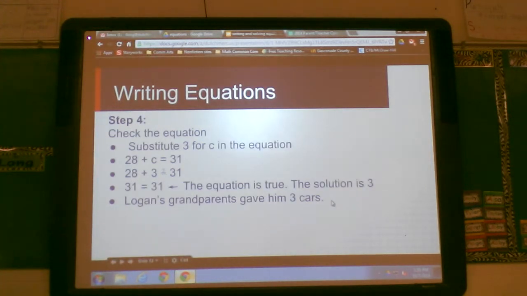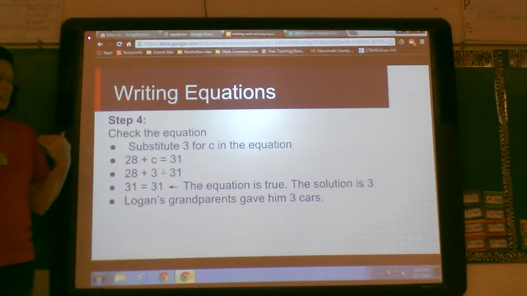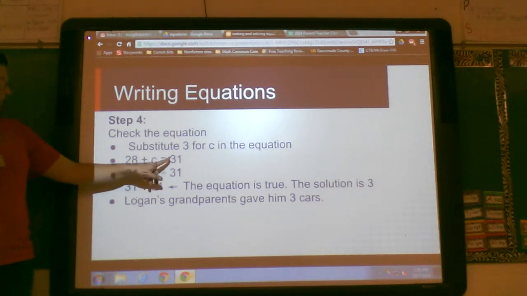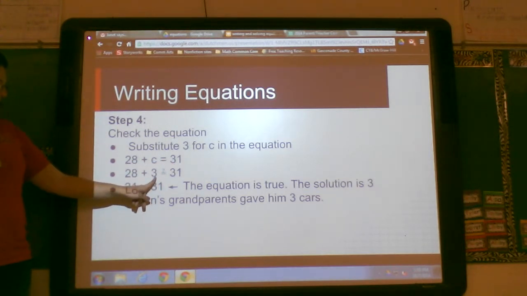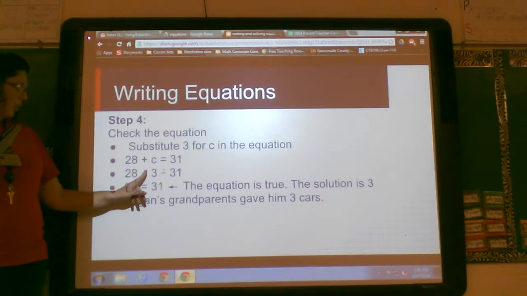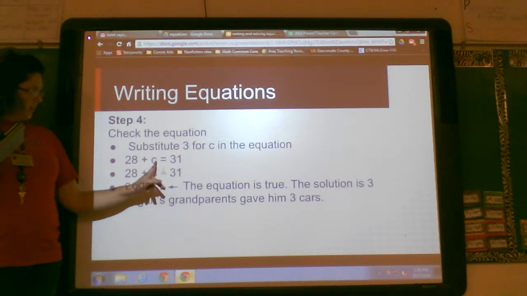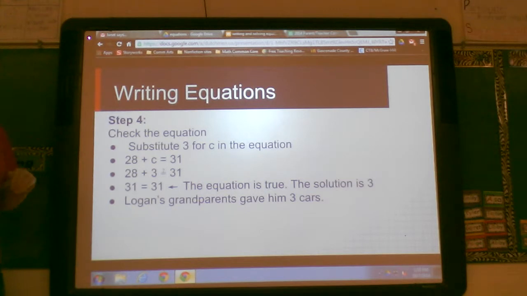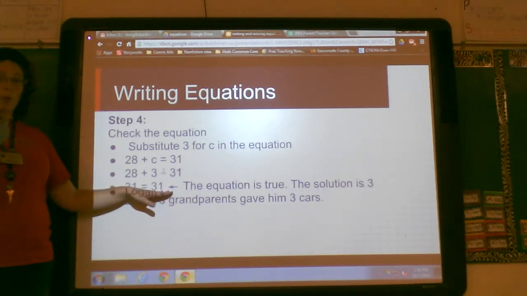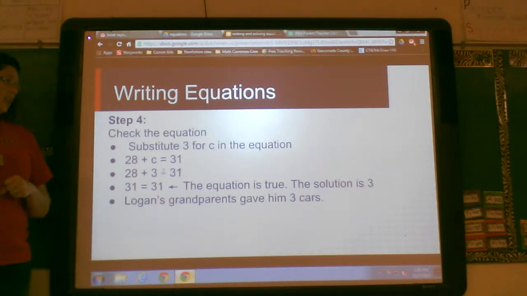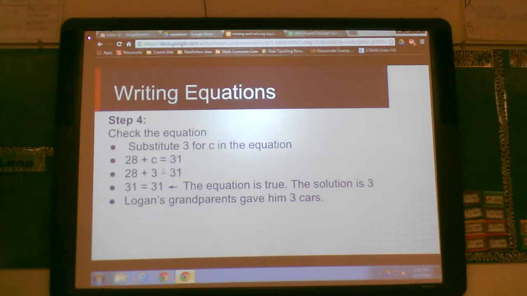So step 4, now we have to check our equation. So since 3 is equal to C, we're going to substitute that 3 in for C. 28 plus C equals 31. Here I've substituted in. So we're asking, does 28 plus 3 equal 31? Got our question mark above it. Then we have to simplify. So 28 plus 3 is 31. I have 31 on both sides. So that means that this equation is true, the solution is 3, and Logan's grandparents gave him 3 cars.